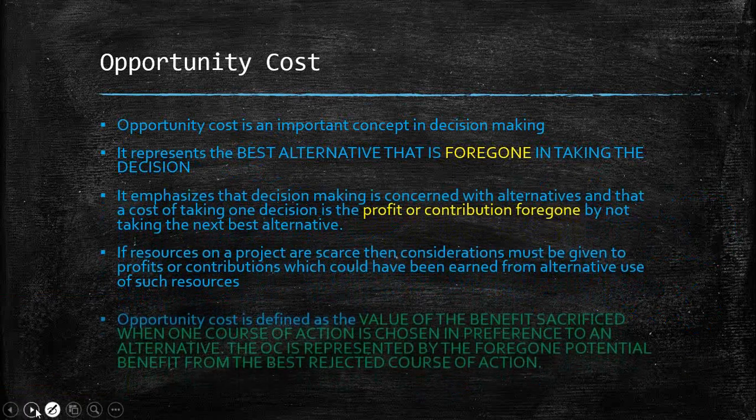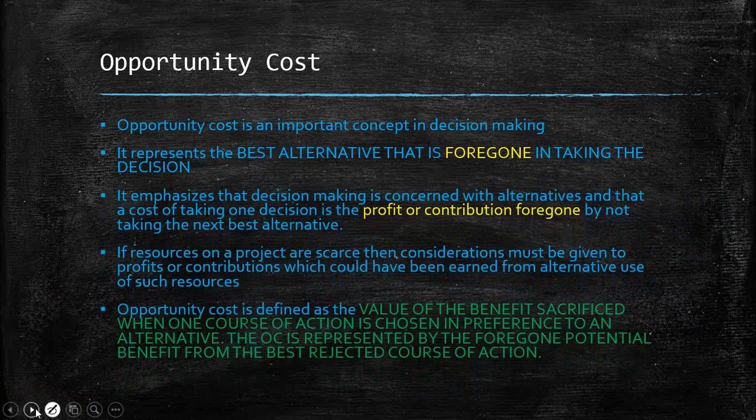and therefore, what I lost is the opportunity of doing A. So best alternative. So the opportunity cost is defined as the value of the benefit sacrificed when one course of action is chosen in preference to another alternative. So the foregone benefit from the best rejected course of action. So the word that I'm underlining is the best rejected course of action. So this is a very, very important concept of your opportunity cost.